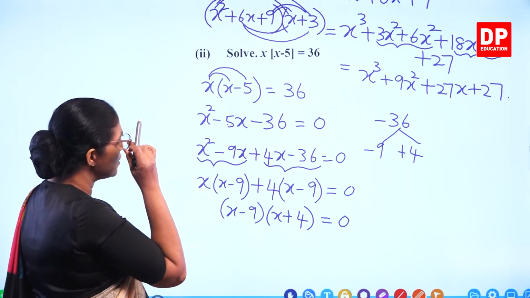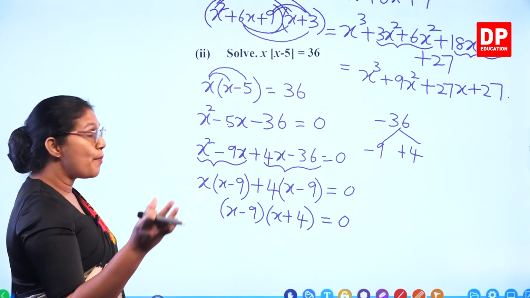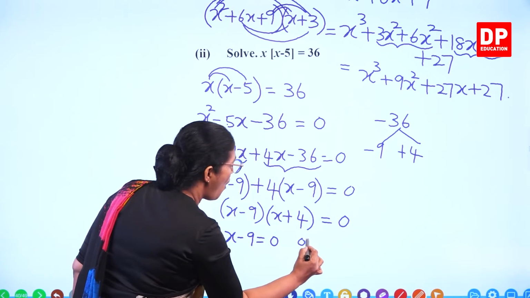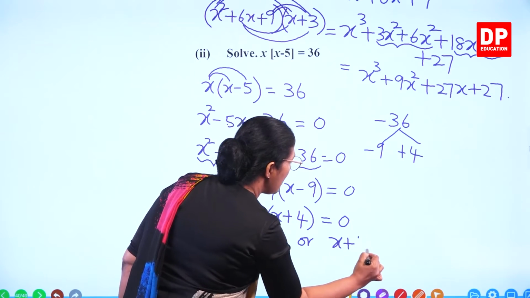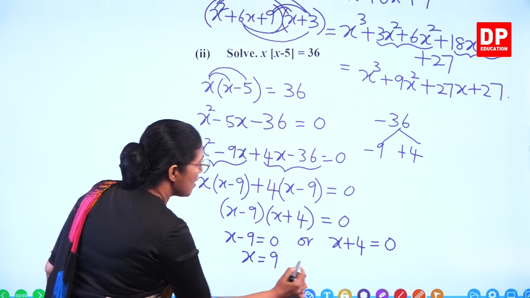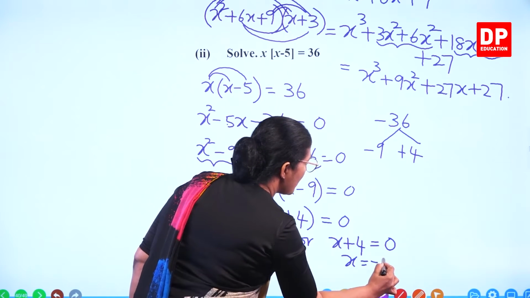So what are the solutions? Product is 0 means either x minus 9 is equal to 0 or x plus 4 equals 0. So x becomes 9 or x becomes minus 4.